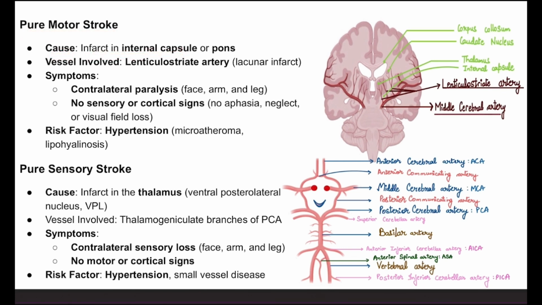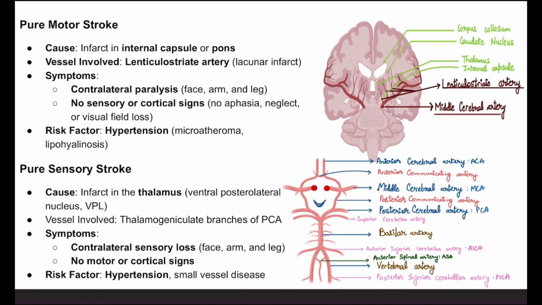So as you can see in this image here, we have the middle cerebral artery. And from the middle cerebral artery, we have these small branches which are called lenticulostriate arteries. These are responsible for supplying the internal capsule here.